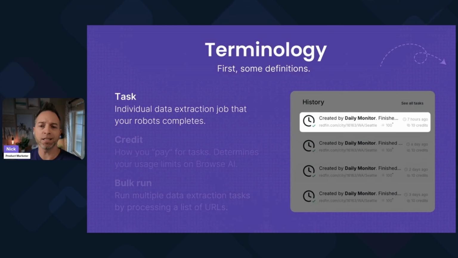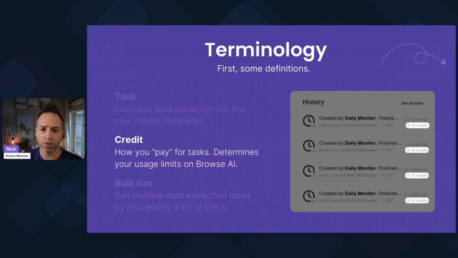Task. The task is the individual data extraction job that the robot completes. So in the screenshot, this is the history. So each one of these is its own task. So the robot runs a task of going to scrape data for you.